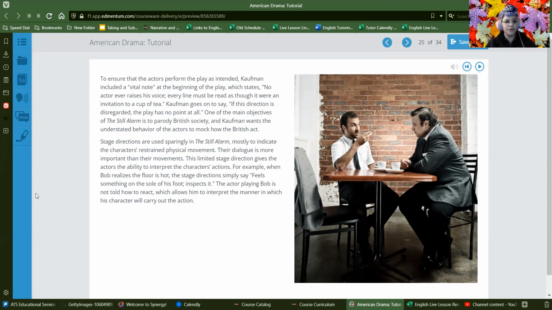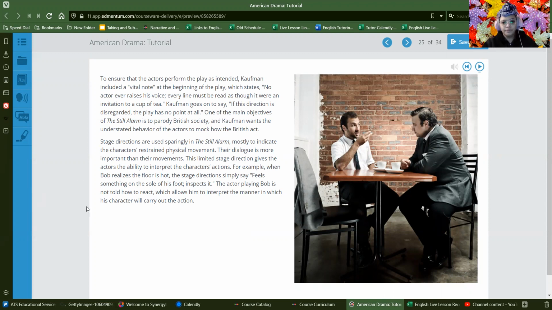One thing that you'll notice while you're reading this is that there are not a lot of stage directions in The Still Alarm, other than just saying that everyone has to keep their voice low and respond like they're being invited to tea. Other than that, there's not a whole lot of stage directions.